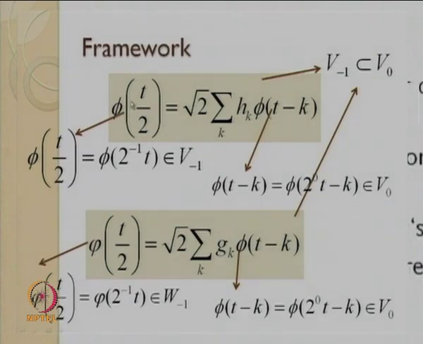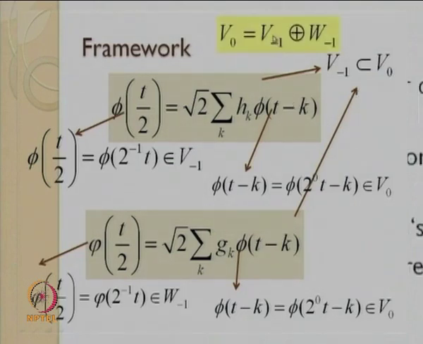For example, phi of t by 2 and then I have phi of t. So, I have t by 2, that is 2 to the power minus 1, and this would indeed belong to V of minus 1, and phi of t minus 1, t minus k would then belong to V of 0 because I have 2 to the power 0, and correspondingly this would belong to W of minus 1 and this once again belongs to V of 0. And that conveys again the same underlying message, the same current, the same theme.